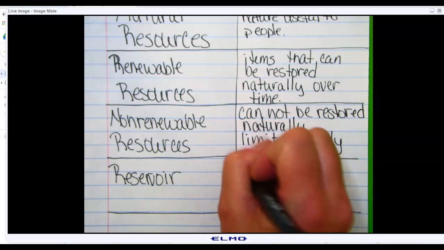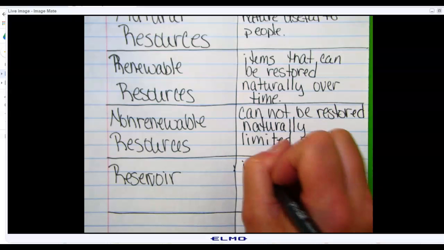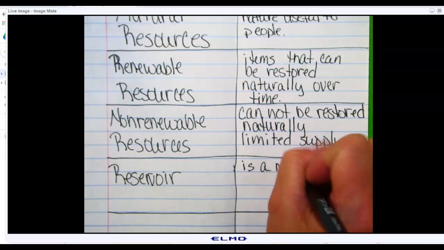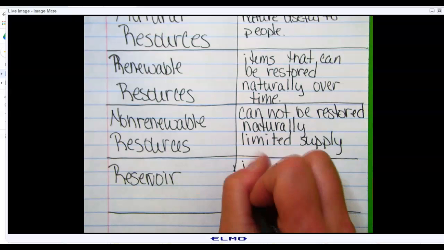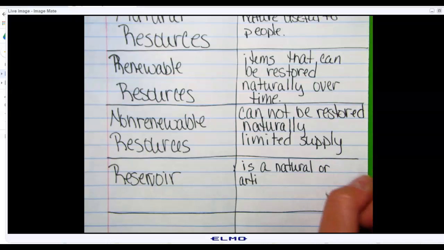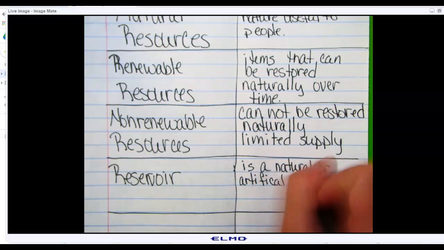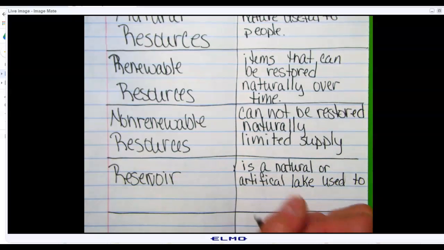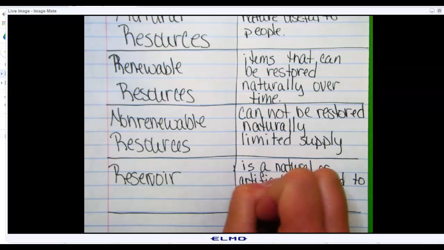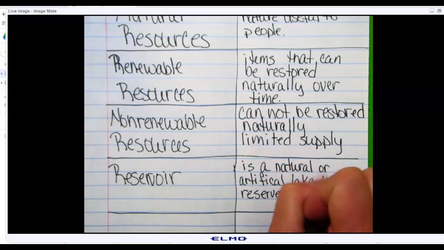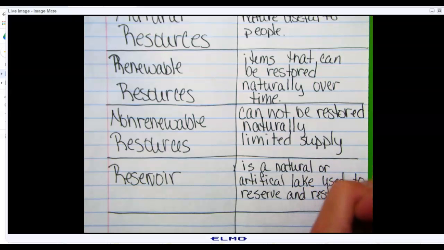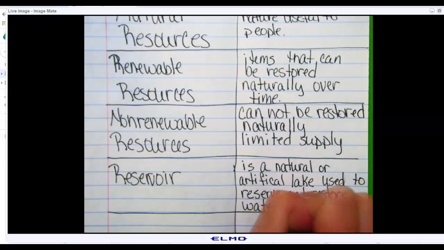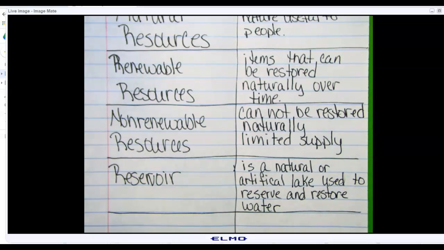So, a reservoir is a natural, I'm going to have to write small, or artificial lake used to reserve and store water. A reservoir is a natural or artificial lake used to reserve water.